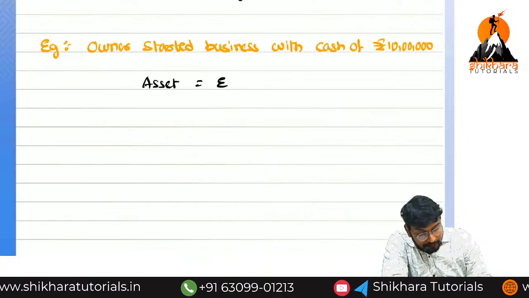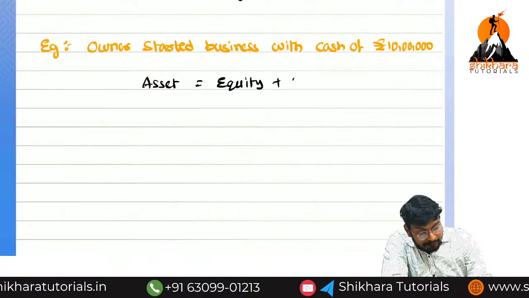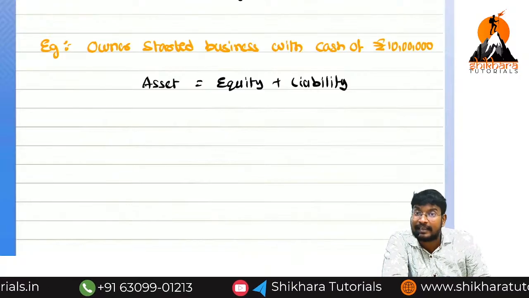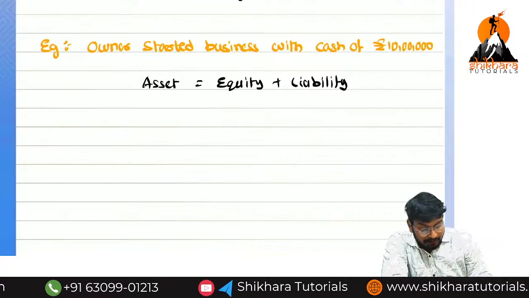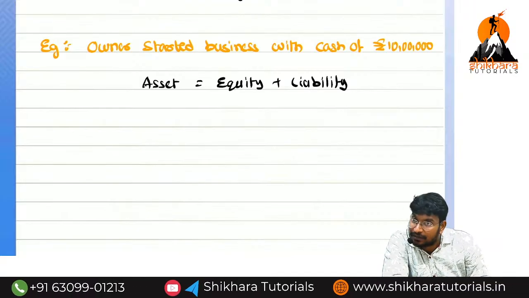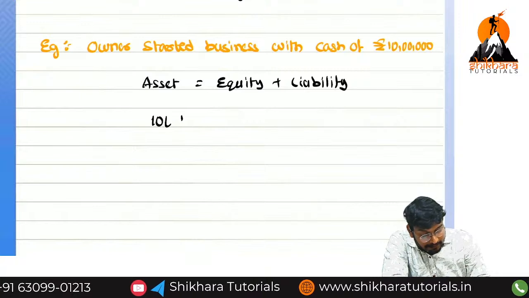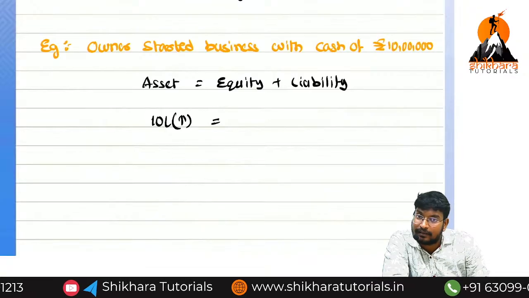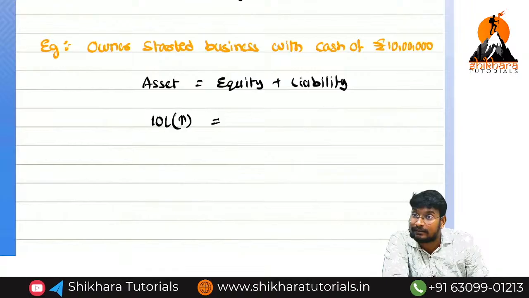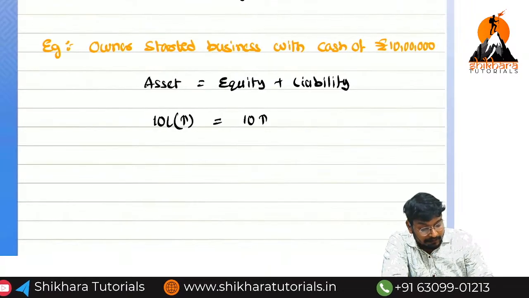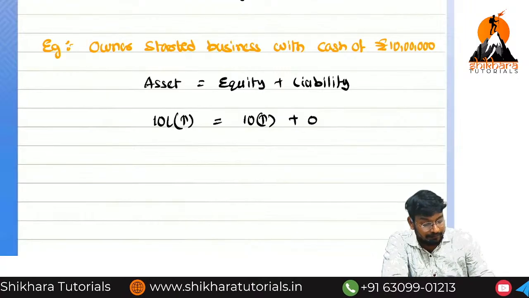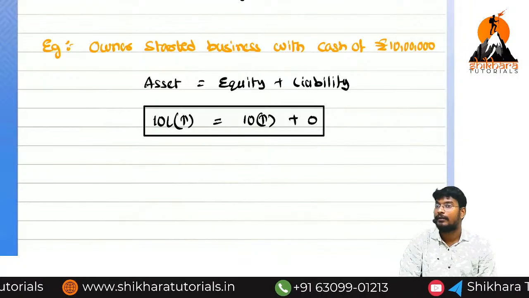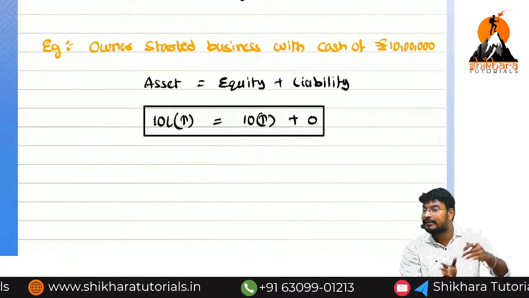Asset equal to equity plus liabilities. This equation must be equal or must not be equal? Must be equal. What is the asset here? Cash. So cash means asset. So here 10 lakh increasing or decreasing? Increasing. Is there any change in the equity? There is a change. Capital increases or decreases? Increases. So here also how much increases? 10 lakhs increases plus liability 0. The total equation satisfied or not satisfied? Satisfied.